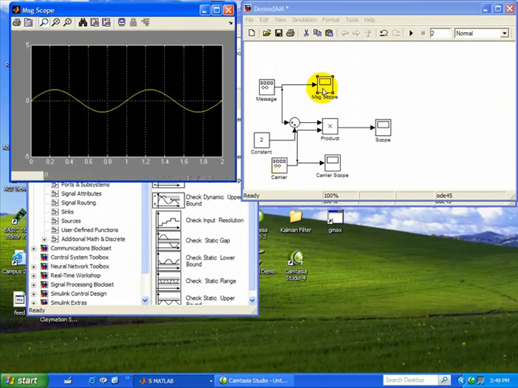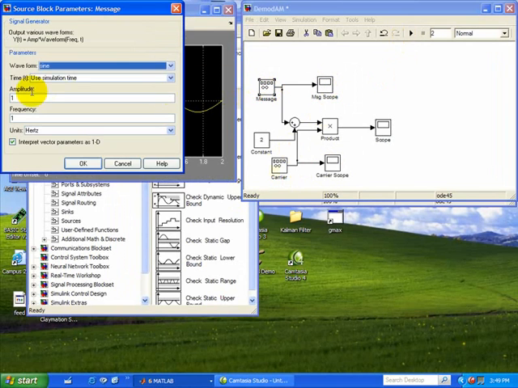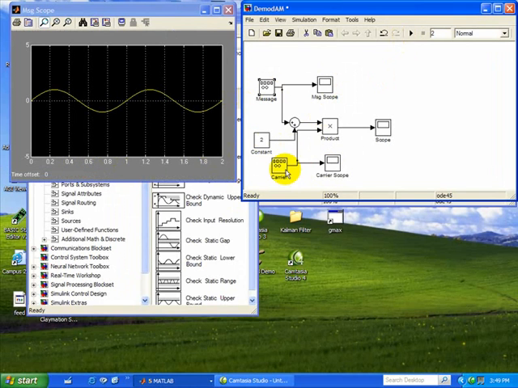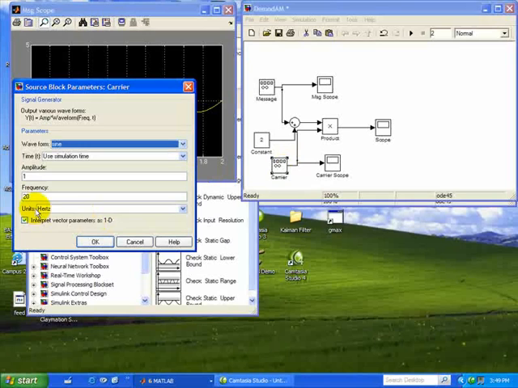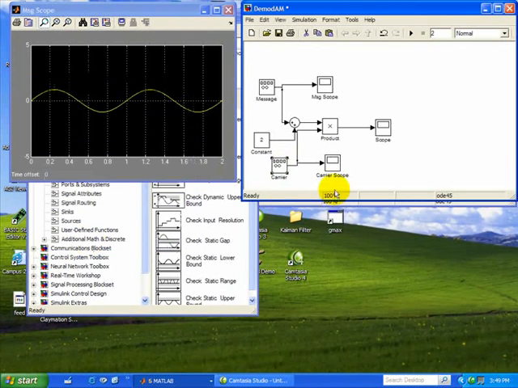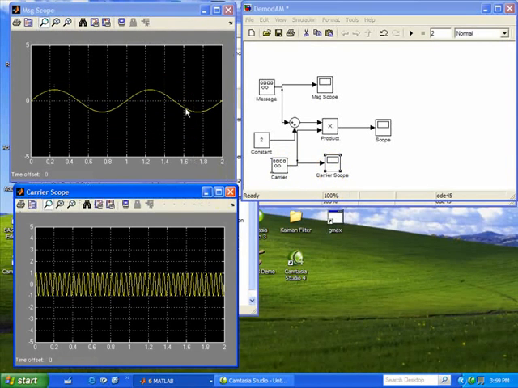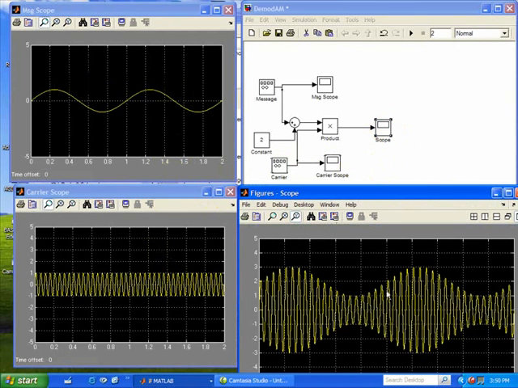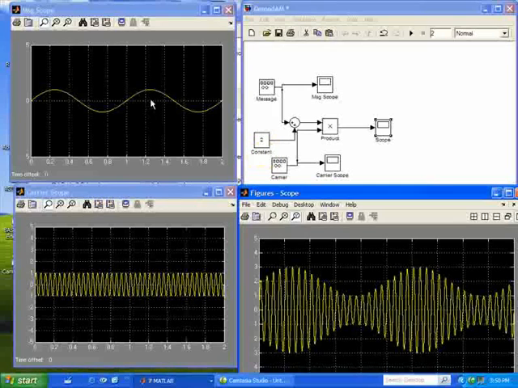Taking a look at our message, it's 1 Hertz with an amplitude of 1. We have a carrier at 20, so let's take a look at the output of that. So that's the output of the carrier, and when we multiply these two functions we get our amplitude modulated signal. Notice the carrier is being modulated in terms of the amplitude by the message.